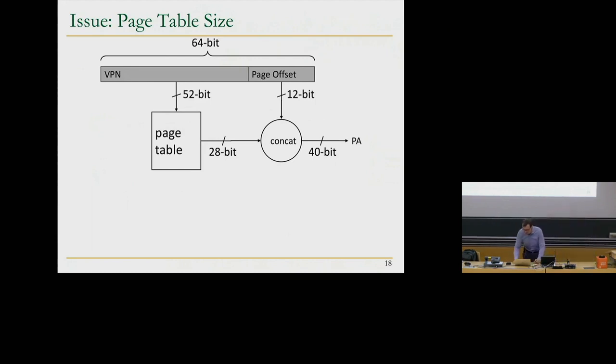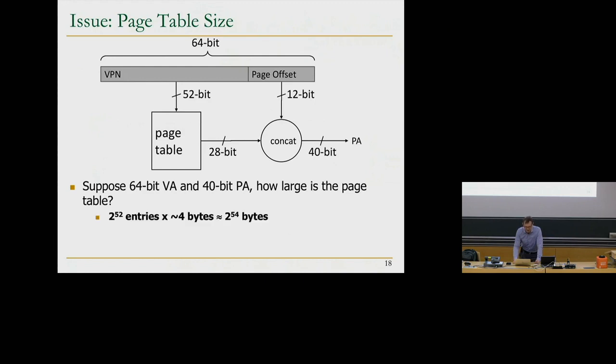So you've seen this before. How large is the page table in this case? I think I've already given you the idea. You have 2 to the 52 entries times the size of the entry. Assume that the size of the entry is 4 bytes. That's 2 to the 54 bytes. That's a lot of memory, right? Where do you store this thing?